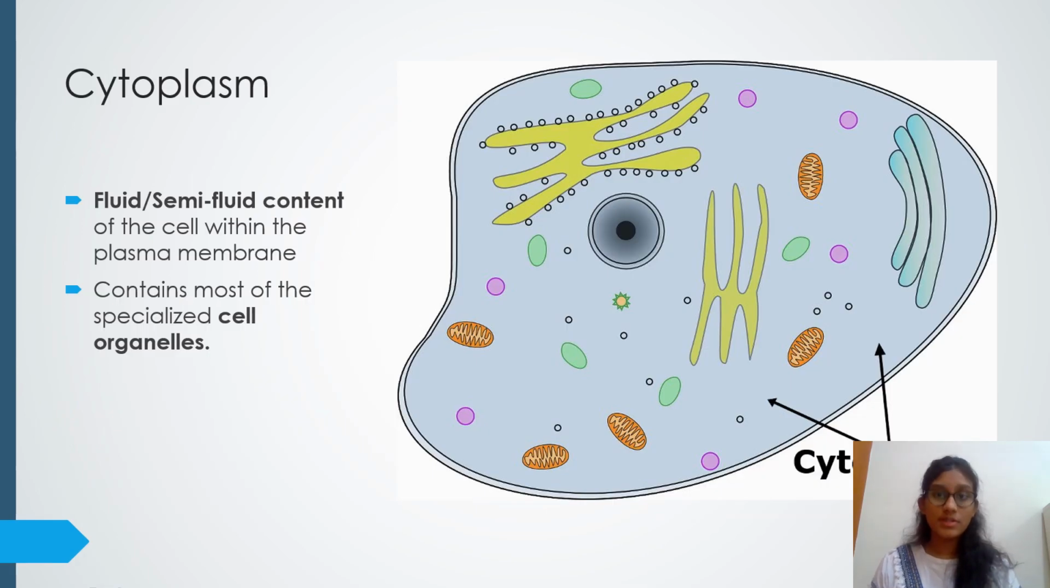Let us move on to the next organelle, which is the cytoplasm. Now, the cytoplasm is the semi-fluid or sometimes fluid content within the plasma membrane. All the other organelles of the cell are suspended in this semi-fluid content. It is the cytoplasm that contains most of the specialized cell organelles.